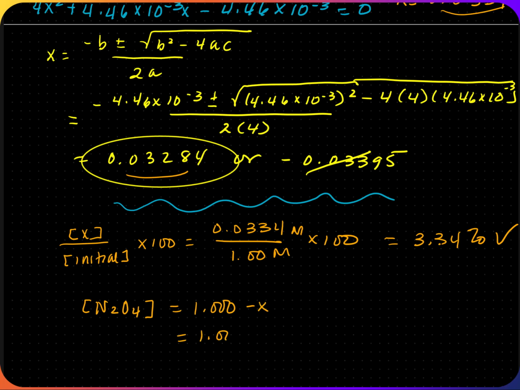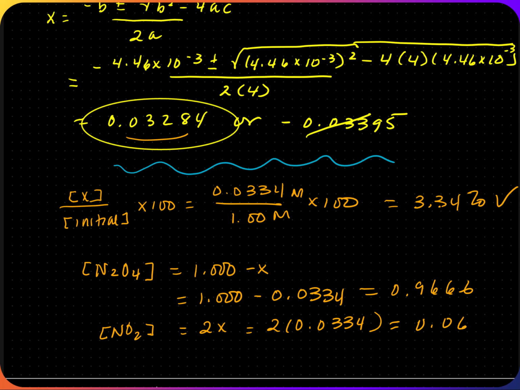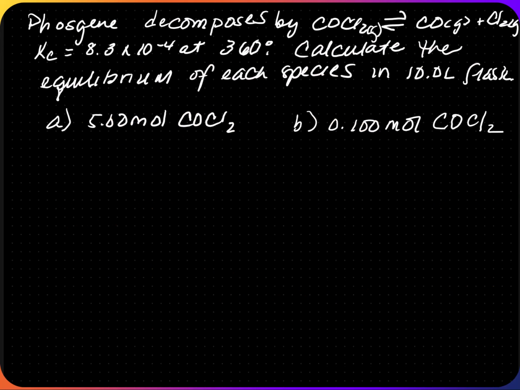That's going to be 1.000 minus 0.0334, which equals 0.9666. And then we stated NO2 was equal to 2x, so that's going to be 2 times 0.0334, which equals 0.0668, both in units of molar because they are concentrations.